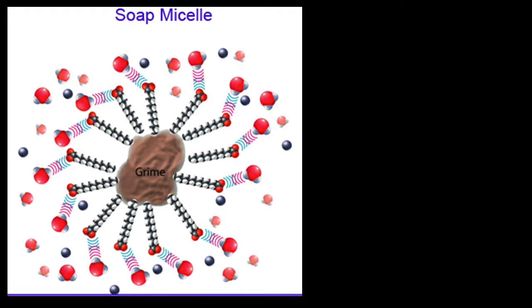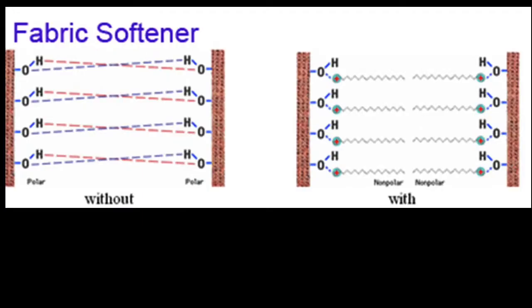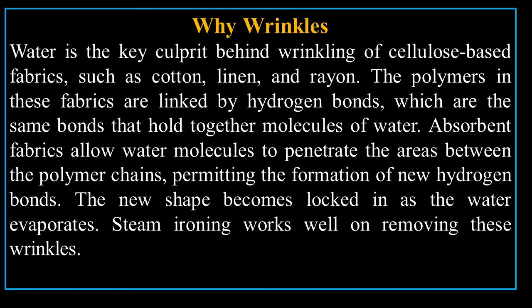Here's another example of a micelle, where you have this kind of emulsion that occurs. You're emulsifying the grime and getting it off your hands. Here's fabric softener, rearranging the hydrogen bonding, making the hydrogen bonding more ordered, making the fabric softer as a result of the addition of the fabric softener.